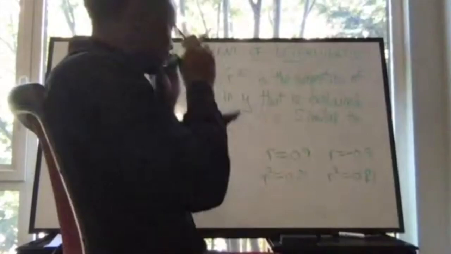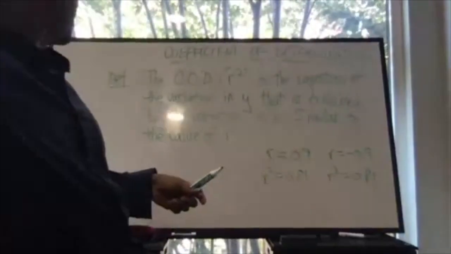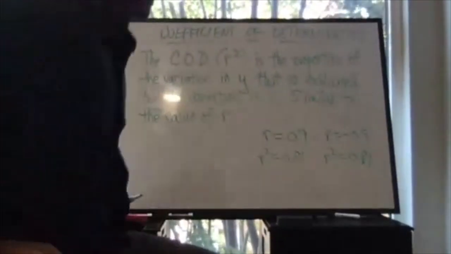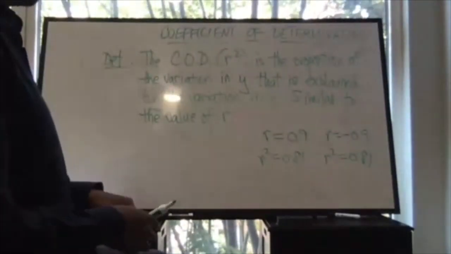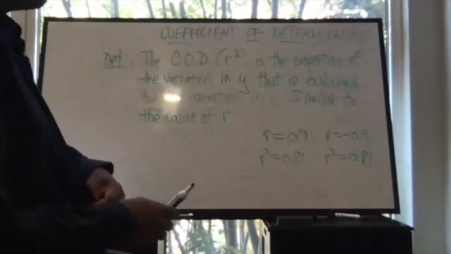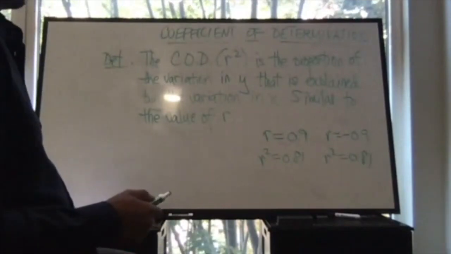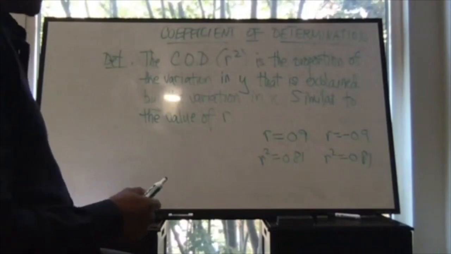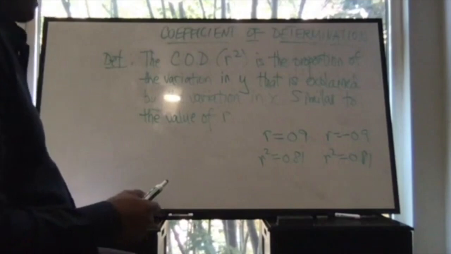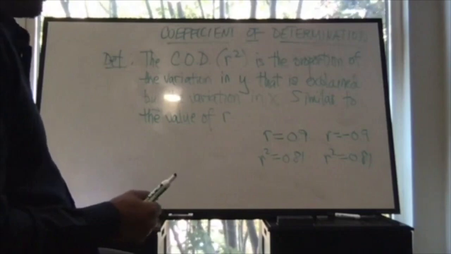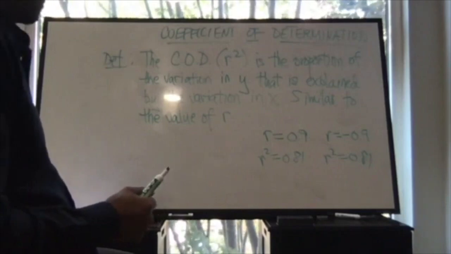Yes. Can you please read the definition one more time, just because it's hard to read? Oh, okay, yeah. So we're going to say the COD, or the coefficient of determination, and then I put R squared, is the proportion of the variation in Y that is explained by the variation in X. And I said it's similar to the value of R.